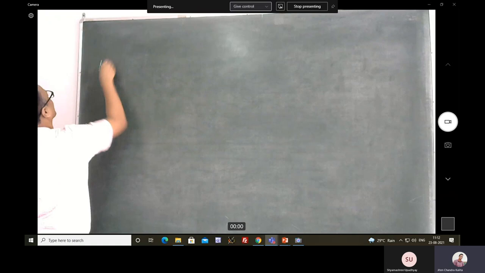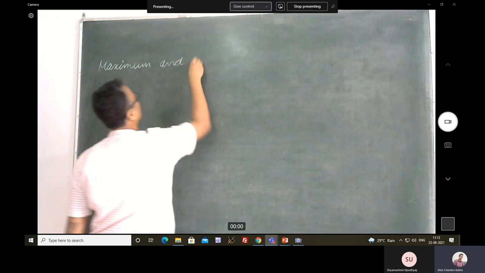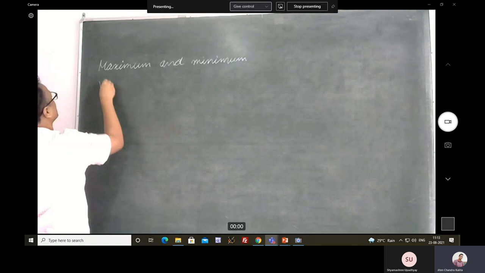So welcome back once again. Today we are going to start a very important concept in multivariable calculus. Of course, you have already done that in single variable calculus. That is the maximum and minimum values of a function.